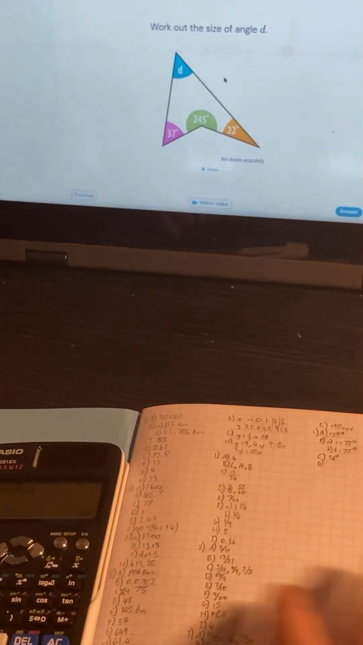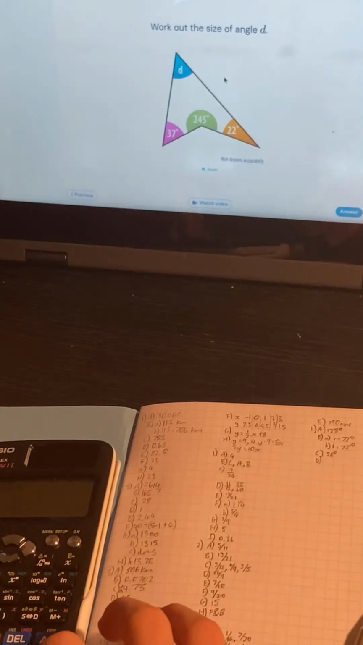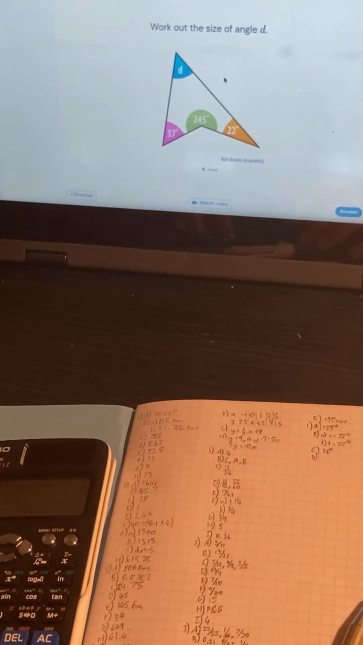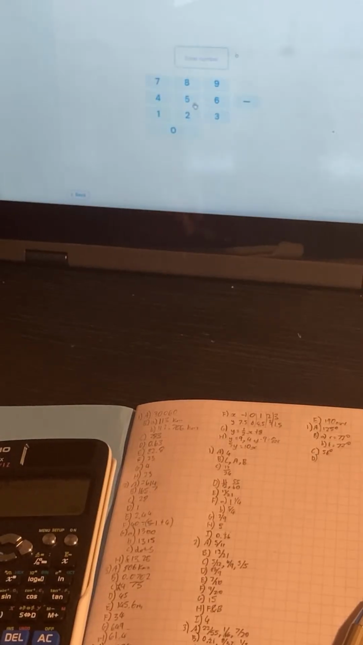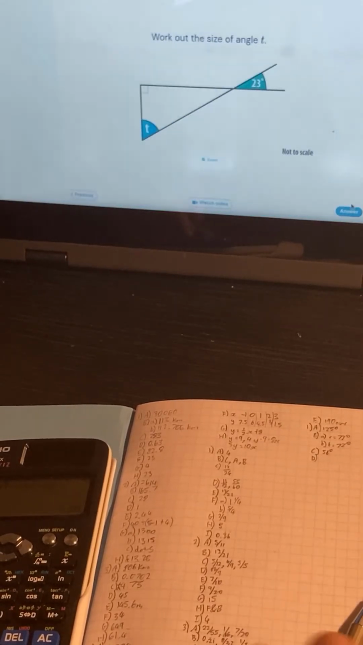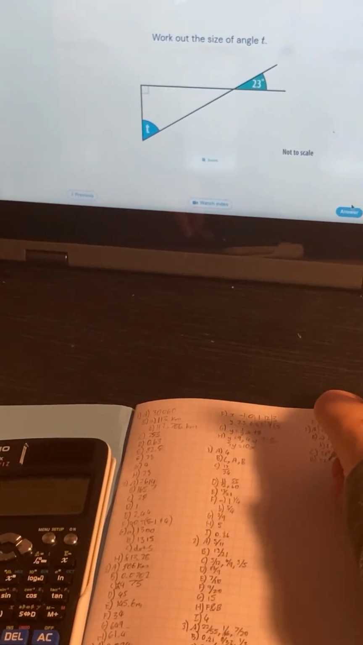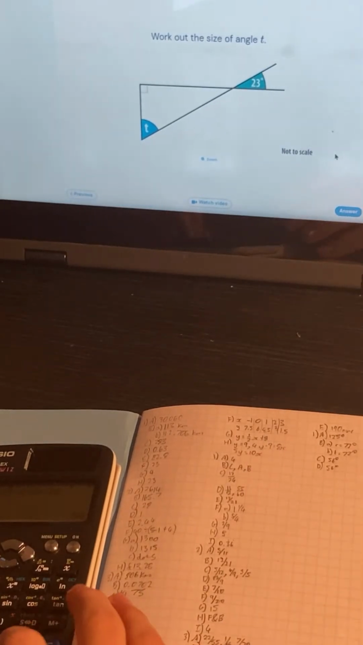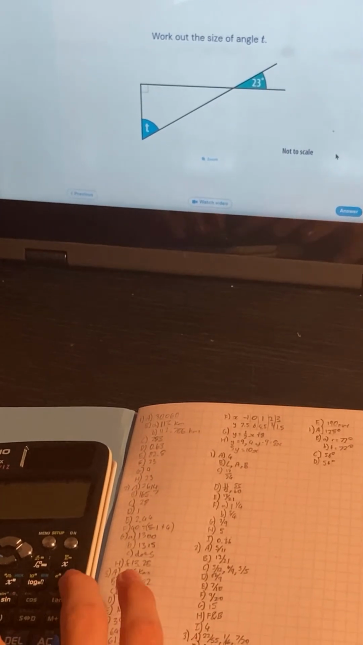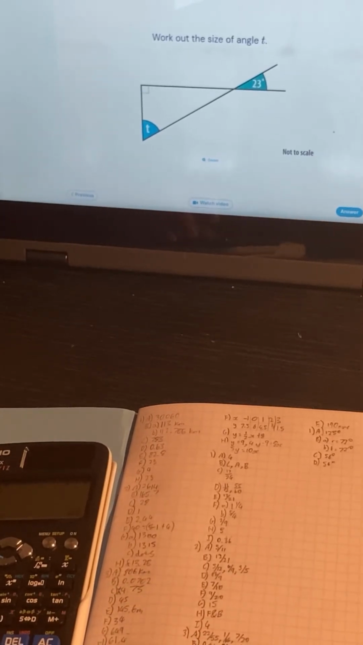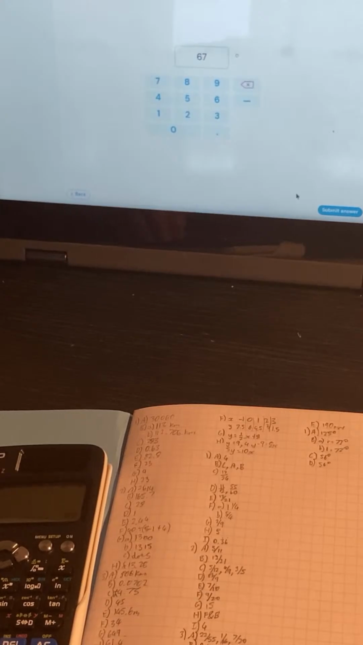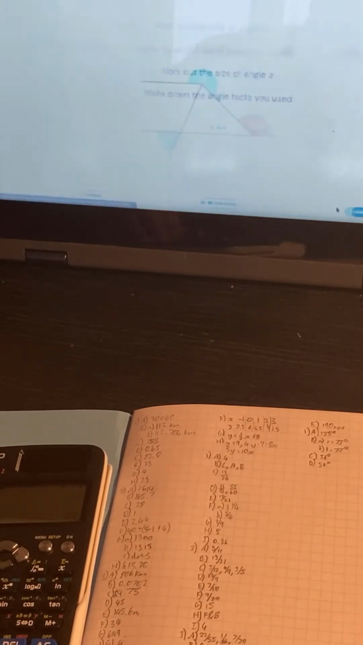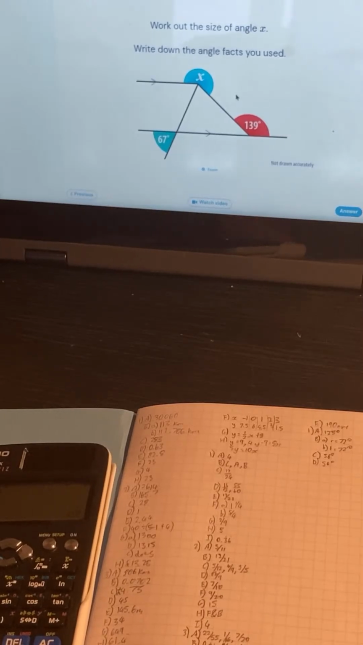Size of angle D. 360 subtract 57, subtract 245, subtract 22. 56 degrees. E. Wait, another 56. Crazy. So 180. Nope, I can just do 90 subtract 23. 67. Who's watching? 0. Okay. Another 67. Crazy.